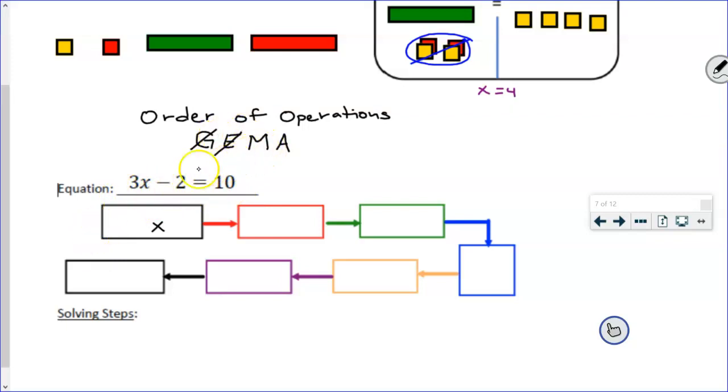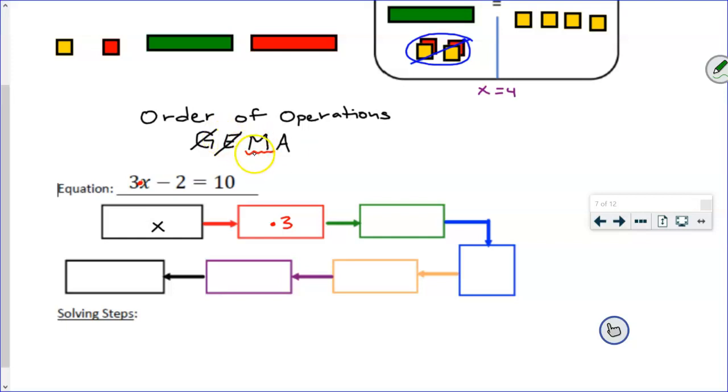M for multiplication and division. Do you see any multiplication or division in this equation? Yes, and I'm glad that you said yes, because even though it says 3x, we know mathematicians are lazy, and that really means 3 times x. So yes, the x is being multiplied. It is being multiplied by 3. So was there multiplication or division? Yes, that's what happened first. The x was multiplied by 3.